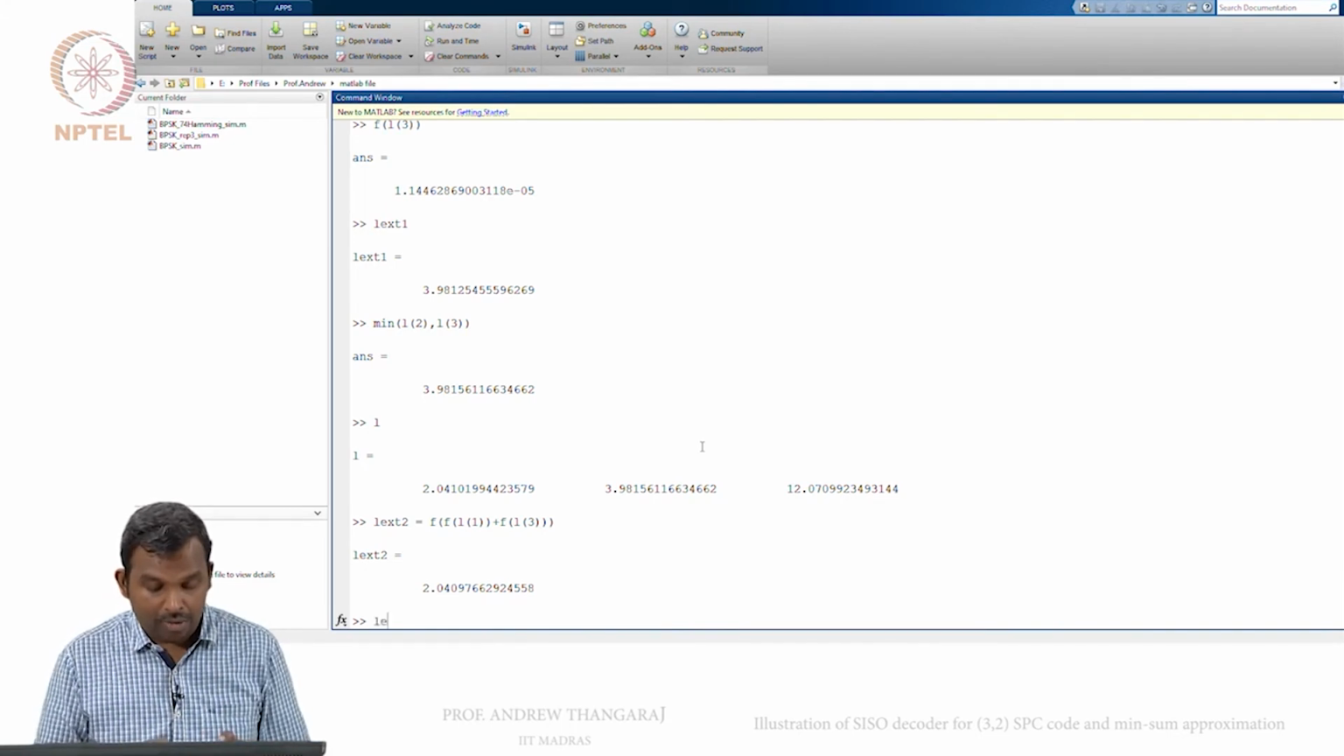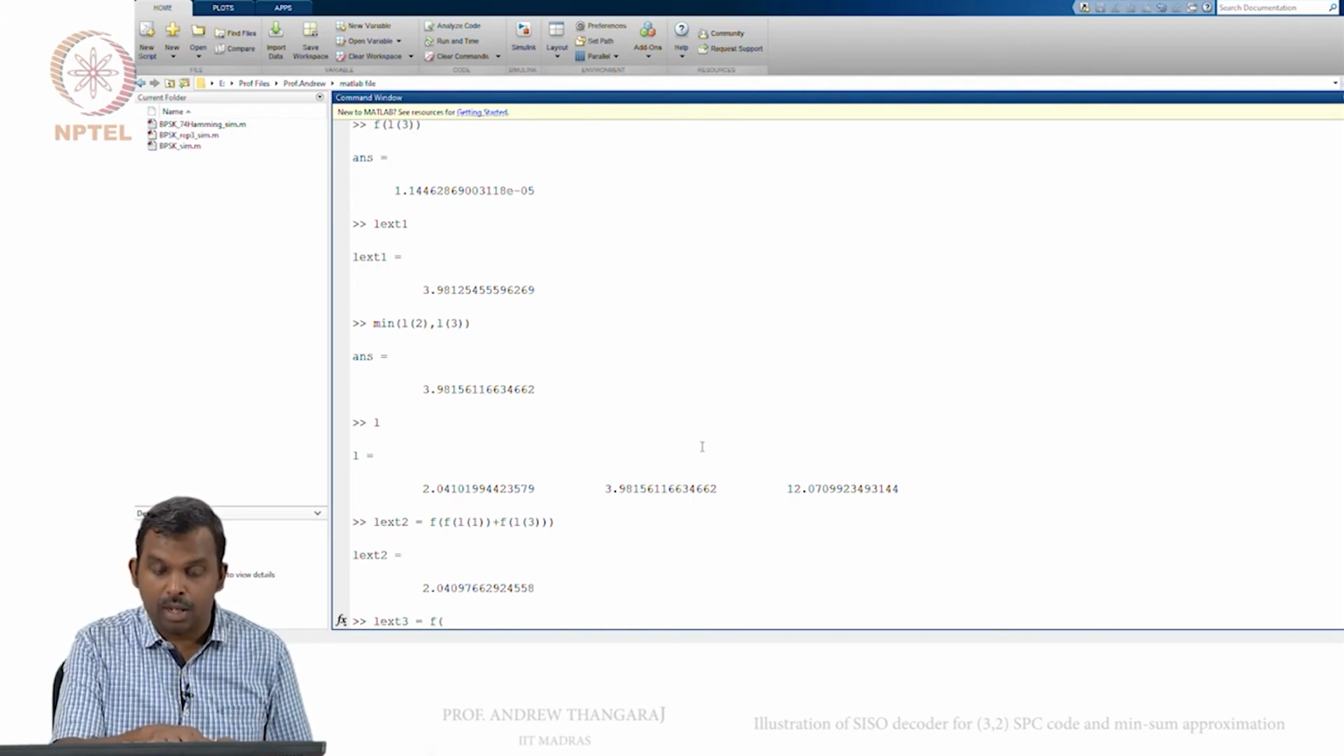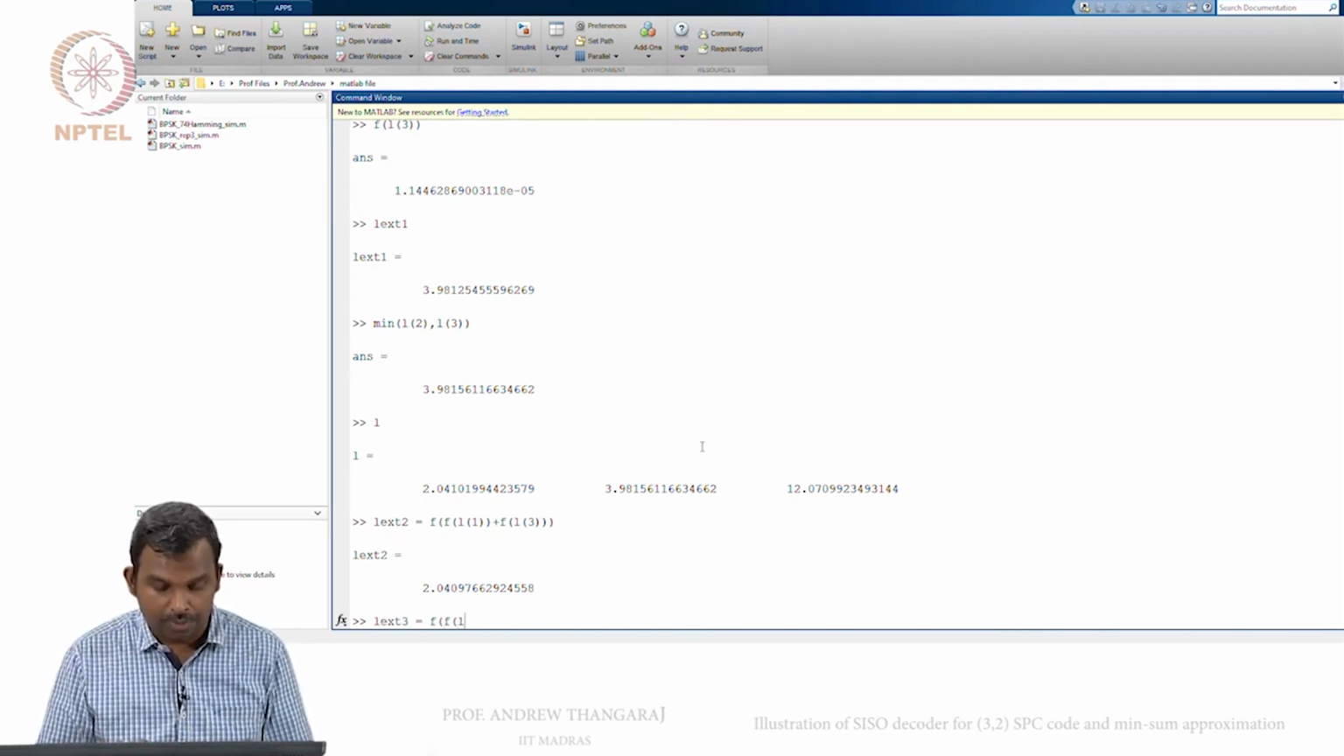On the other hand, if you look at Lx3, you see it is a little bit more difficult because L of 1 and L of 2 are close to each other. Okay. So, but let us see what we can do here.